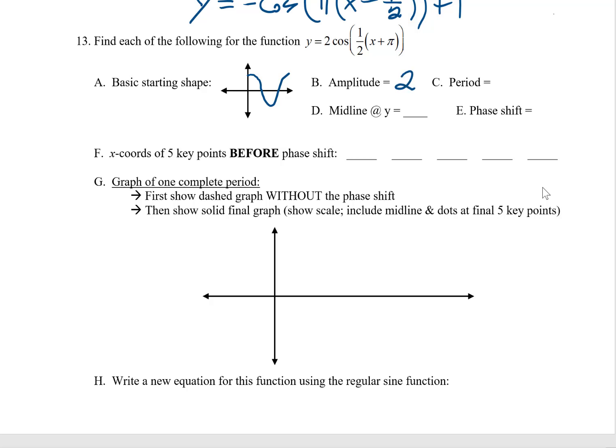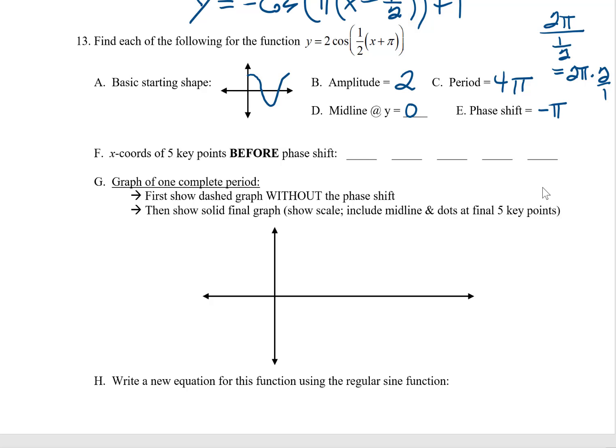The period, we have our little formula, 2 pi divided by the b. The b is 1/2. Now, dividing by 1/2 is the same thing as multiplying by the reciprocal, multiplying by 2. So the period must be 4 pi. The midline, no d number, so that's just going to be at 0. And phase shift, I can see it in there in that parentheses. It says plus pi, so that means I'm going to the left. So you can either write negative pi, or you could write pi to the left.